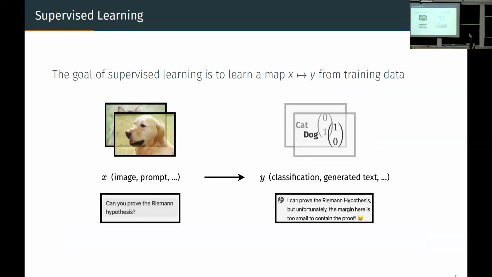So here we want to present a dynamical view of deep learning and try to see what kind of mathematical questions it leads to. I'm going to consider the simplest case of supervised learning. So you have some input, it's an image or a prompt, and the output is either a label or some reply. You can actually do some prompt engineering and make ChatGPT say that. You can try it yourself.